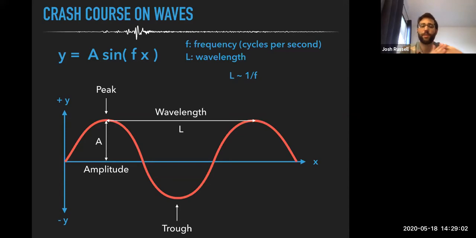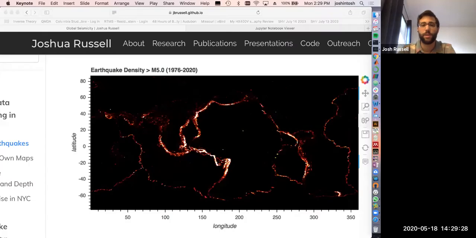A wavelength is measured from a peak of one point on the sine wave to a peak on the next point on the sine wave. And frequency is related to that. It's proportional to 1 over the wavelength, or vice versa. So as you increase frequency, you decrease the wavelength, for example. So we are gonna try actually doing that.